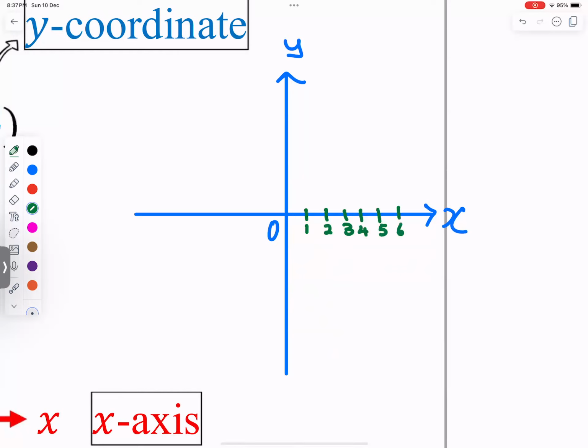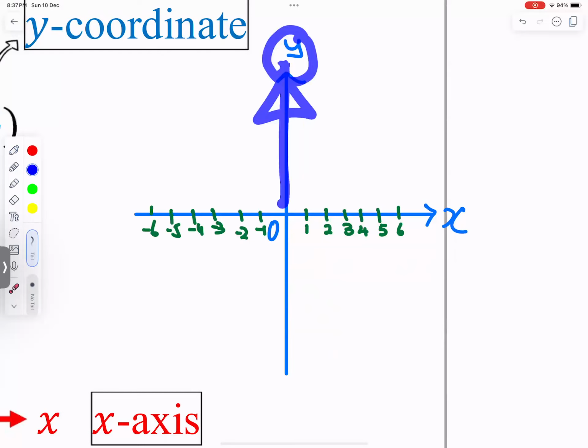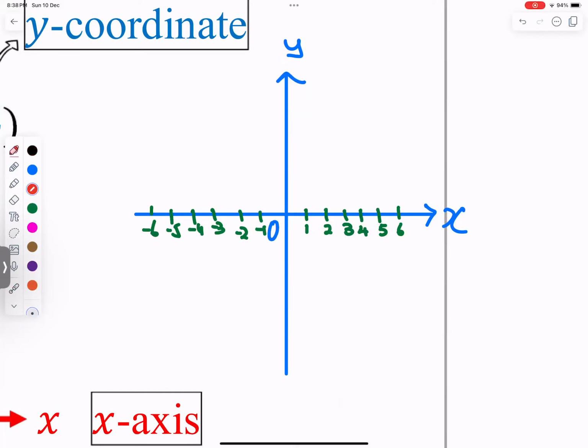On the other side, the left side is the opposite of it, so it will be negative. Same goes for Y. For upside, it's positive. Downside, it's negative. Now if I have a coordinate somewhere here, let's say this is our A point. What do I write for that coordinate? We will write the X coordinate first, and then comma, and then the Y coordinate.